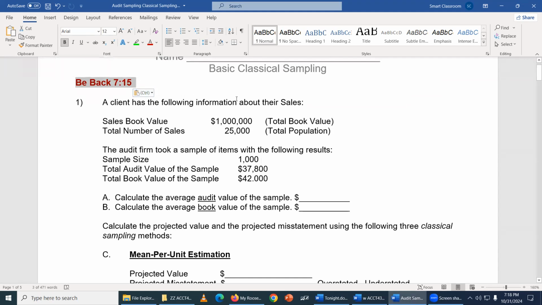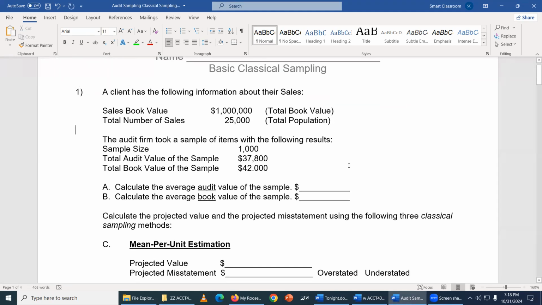Anyway, that's what we're doing in this case, and this is the way you're going to see it. Classical sampling on the CPA exam usually comes as multiple choice questions, maybe with a little bit of a testlet, but for the most part multiple choice. Okay, so here's our book value, $1 million, and we have 25,000 sales. That's the population.